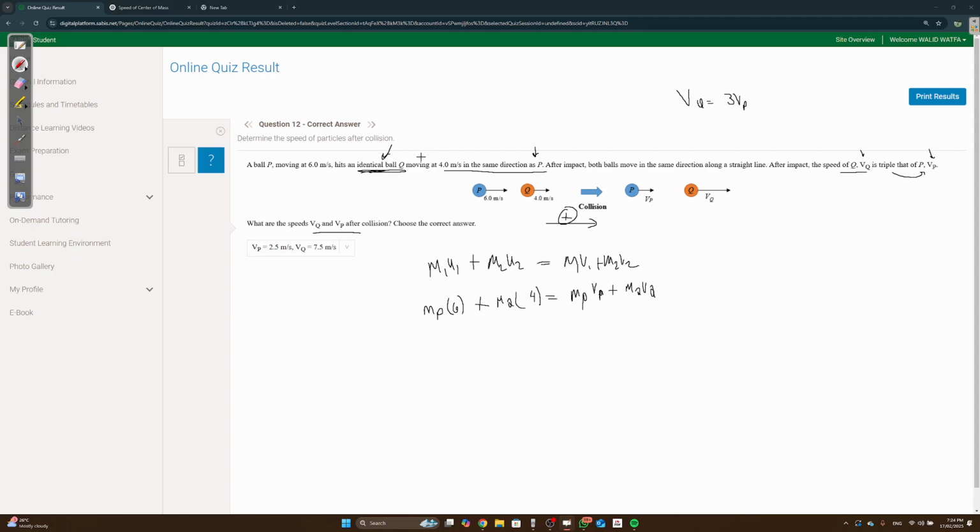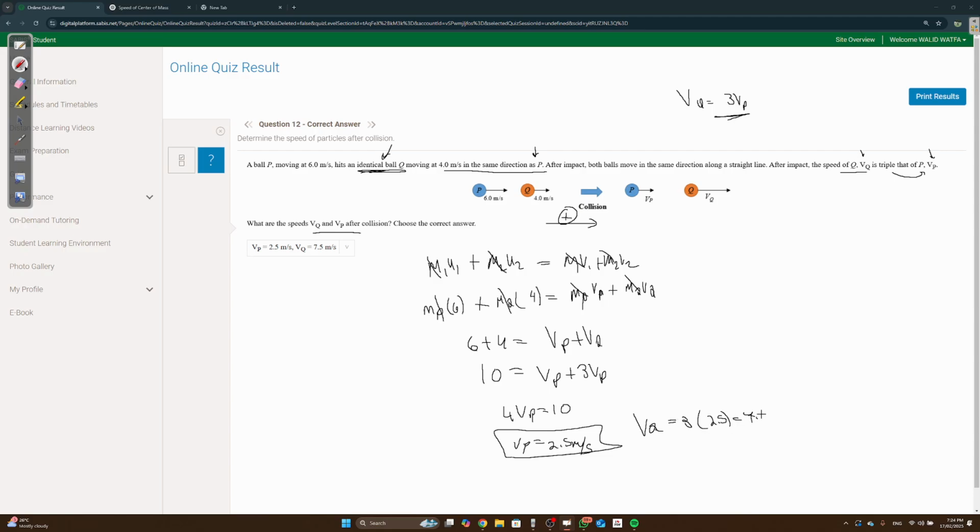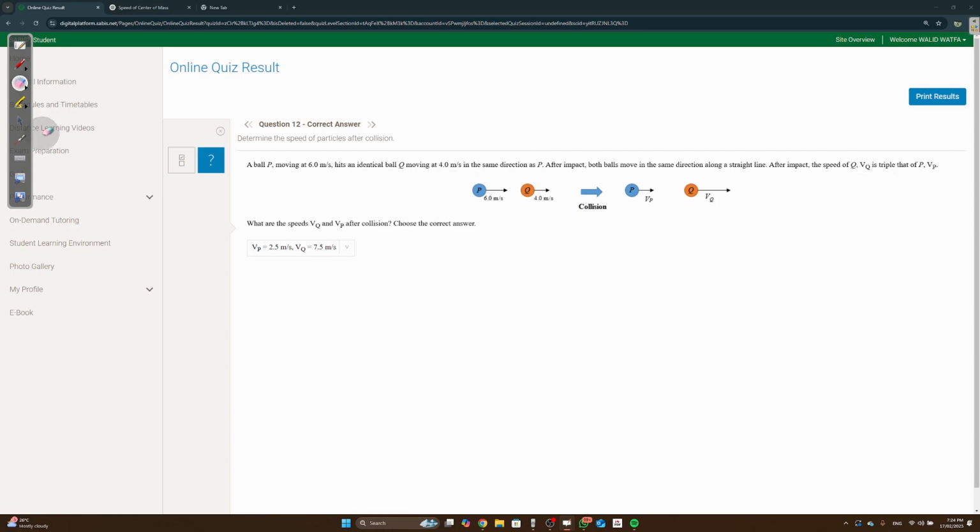They said identical balls, so you can cancel out the masses everywhere, because they have the same mass. So you're going to get 6 plus 4 is equal to VP plus VQ. This is very easy. So 10 is equal to VP plus VQ. We know VQ is just 3VP, so you can substitute this. So you're going to get 4VP is equal to 10. So VP is equal to 10 over 4, which is 2.5 meters per second. We agreed that VQ is 3VP, so it's 3 times 2.5, which is 7.5 meters per second. Very easy, very nice.